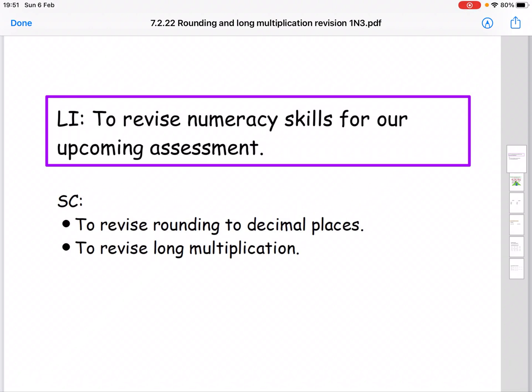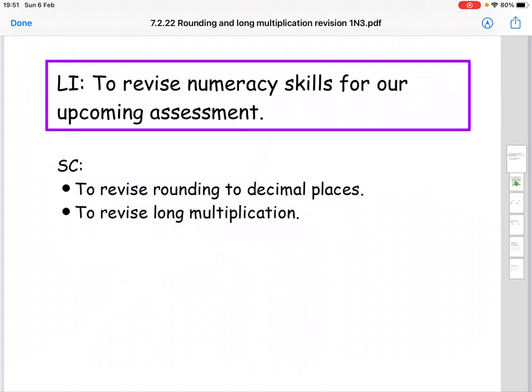Today's lesson is going to be some revision for our upcoming assessment, which will be on the 18th of February. So what I would like to do today is spend the period just doing a couple of different numeracy skills as revision. The ones I've chosen are rounding to decimal places and also long multiplication. These two topics are something that pupils often forget quite easily, but it's very easy to pick it back up once you've had a sort of reminder of it.